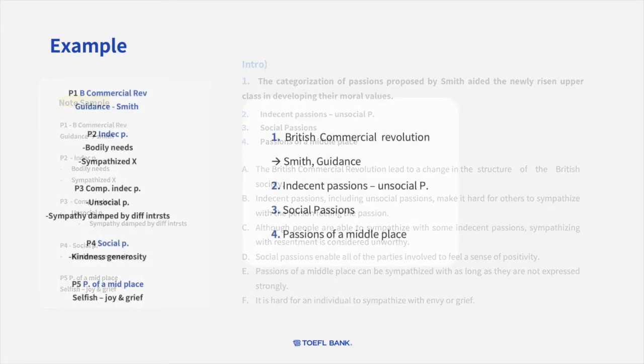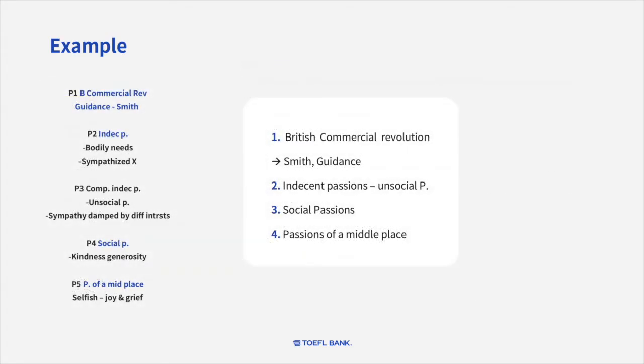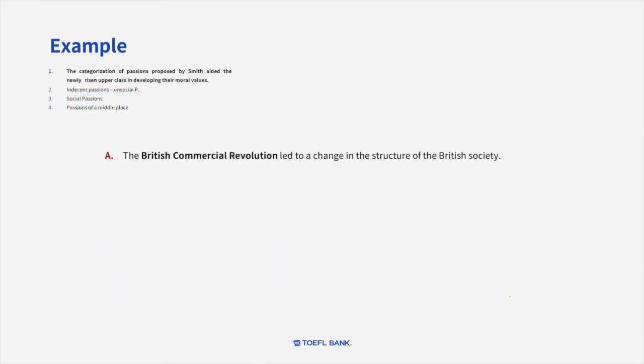The 4 subtopics in this passage were British Commercial Revolution, Smith, Indecent Passions, Social Passions, and Passions of a Middle Place. The choices we'll be looking for will be about indecent passions, social passions, and passions of a middle place. Let's take a look at the answer choices. The British Commercial Revolution led to a change in the structure of the British society. Choice A is about subtopic 1, which makes it an incorrect answer choice.